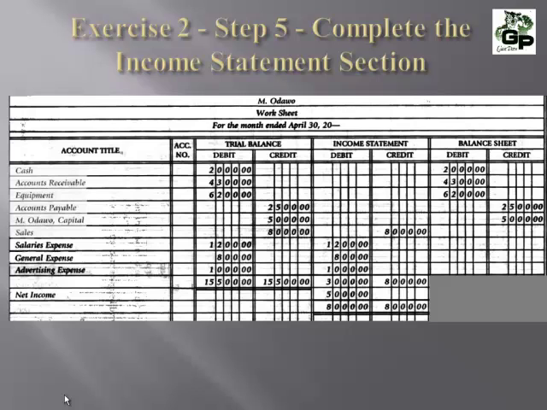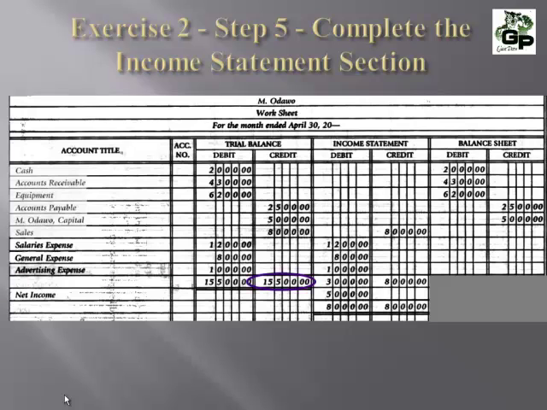Step 5 is to complete the income statement section. So this is where we determine if there is a net income or a net loss. In this example, the total of all the debits is $3,000 and the credits $8,000. So the credits are greater, which means that our revenue was greater. So we have a net income of $5,000, which is the difference. We total up all the debit columns, so 3,000 plus 5,000 gives us 8,000, which is the exact same total as the credit. So we have 8,000 for both.